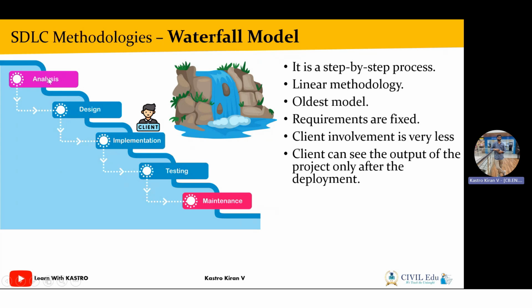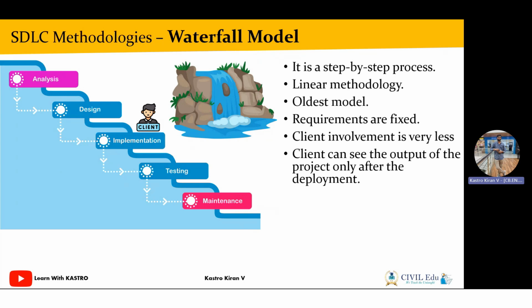Suppose, in order to complete all these stages for a particular project, it took 6 months of time. After 6 months, the client has seen the output of the project and is not satisfied. When the client is not satisfied, all the 6 months of time that you have spent on the work is going to get wasted, because ultimately client satisfaction is very important in any software project.